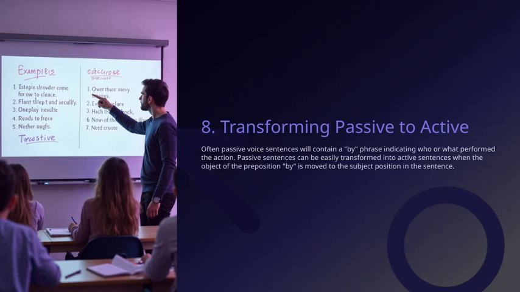Let's talk about transforming passive to active voice. Often, when we look at passive sentences, you'll notice they include a by phrase. This phrase indicates who or what performed the action. The key to making these sentences more direct and engaging is to move that object, what comes after the by, to the subject position at the beginning of the sentence.